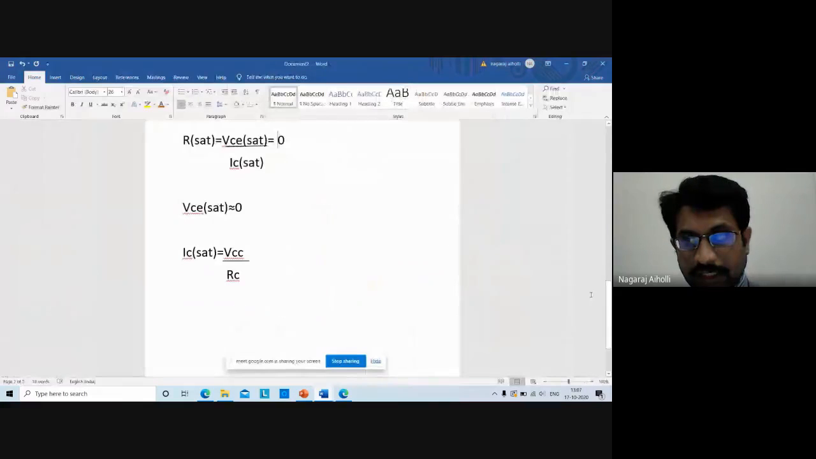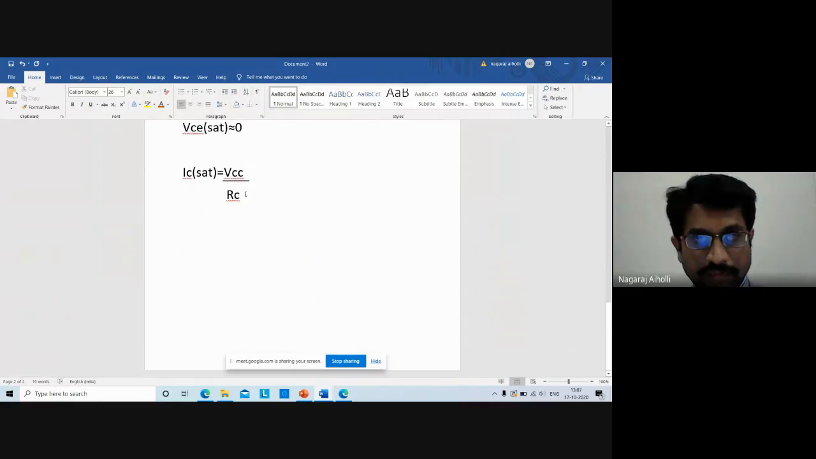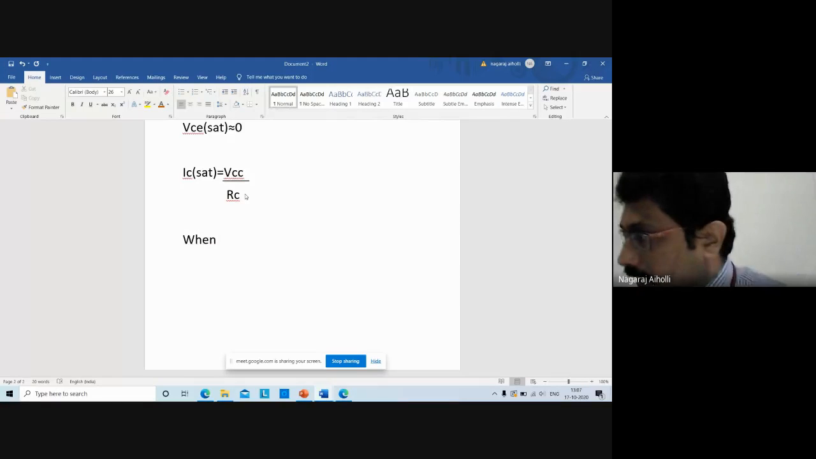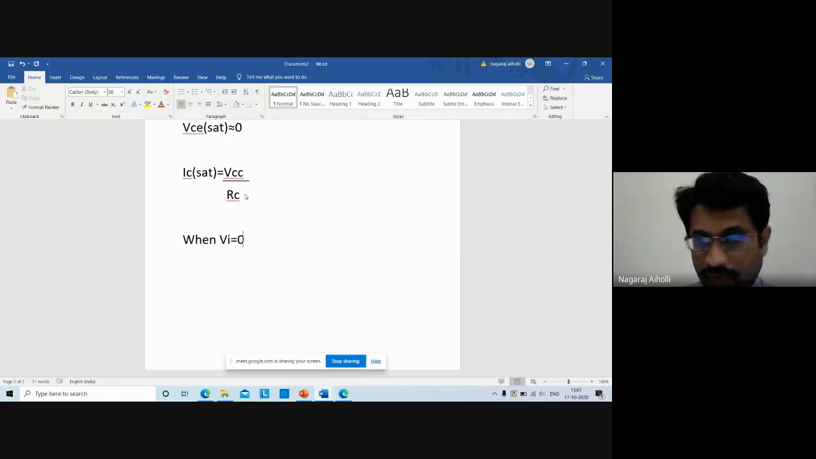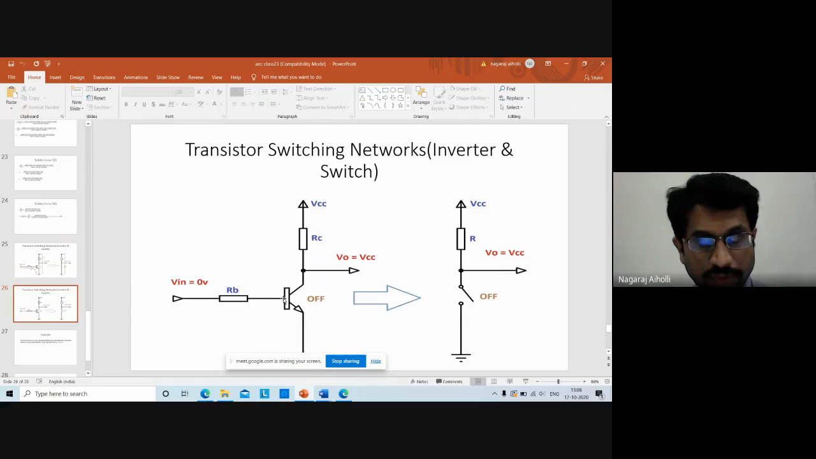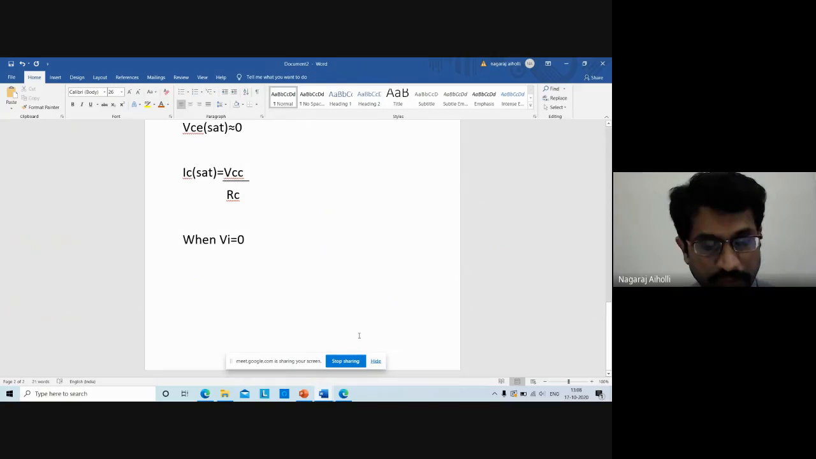Then for the second condition, when Vi is equal to 0 volts, what will be the collector current? Look into this circuit. In the second case, when Vin is equal to 0, the base current is 0 and only leakage current flows into the collector terminal. Because of this, the transistor will be in the off state. So let us write it. When Vi is equal to 0, we have simply IC equal to the leakage current, and the equation for VCE will remain the same.